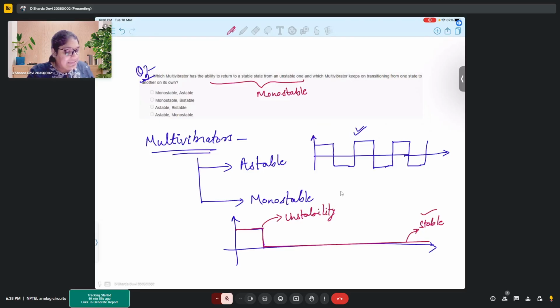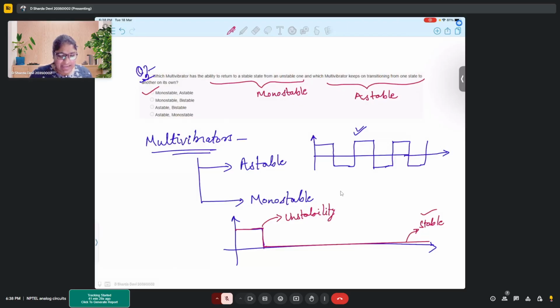Whereas here it is asked which multivibrator keeps on transitioning from one state to another on its own. As you can see, an astable multivibrator is oscillating between two states. It goes high and then comes low. Again, it goes high and comes down to low. So this is the situation which refers to an astable multivibrator. One is the monostable multivibrator, the other is the astable multivibrator.